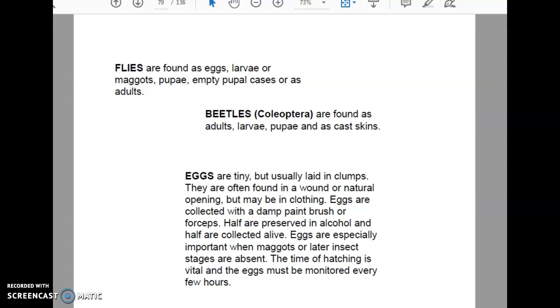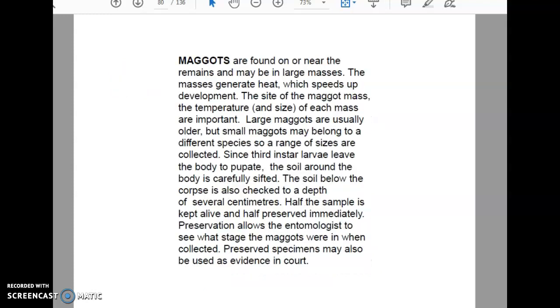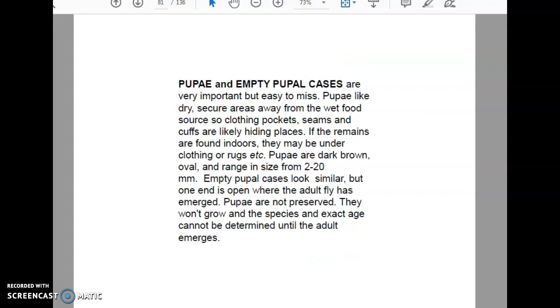Alright, so here's some information about flies and beetles and eggs and how they lay their eggs and what's going on with them. Feel free to stop the PowerPoint and take a look at this. So you got maggots here and where you can find them and some information about their different stages. And those lovely pupae and their empty pupal casings, which we already talked about how a lot of these actually are really hard to find because they look like stuff that might be left over from, say, mice or rats or cockroaches.